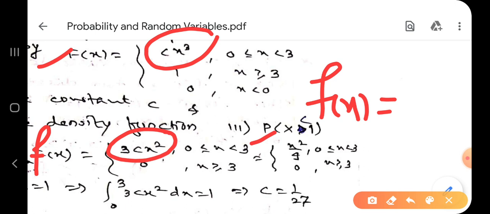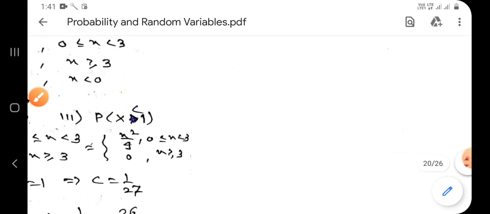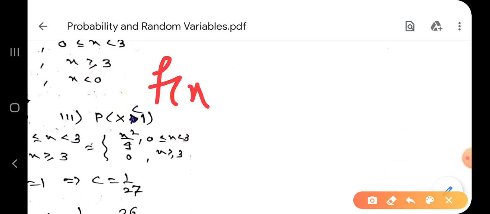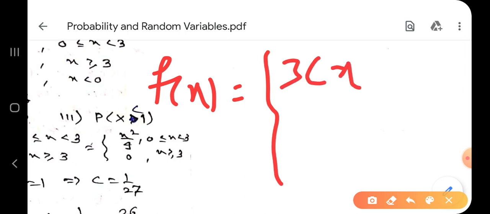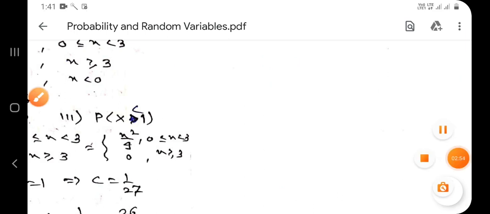Understood it? Next, what is the derivative of 1? The derivative of 1 is 0. For x greater than or equal to 3, it is 0. So I get my new small f of x equal to 3c x square between 0 less than or equal to x less than or equal to 3 and it is 0 if x is greater than 3. Hope you have understood it. So we solve the problem now.